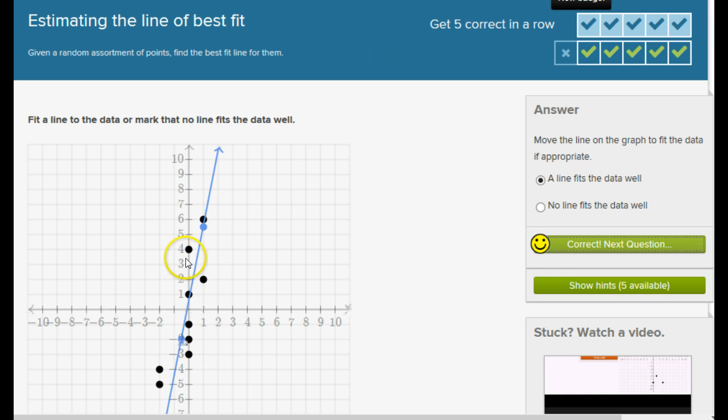Once again, correlation going up from left to right. So this is a positive correlation. So as x increases, y is increasing also. That's a positive correlation. Okay.